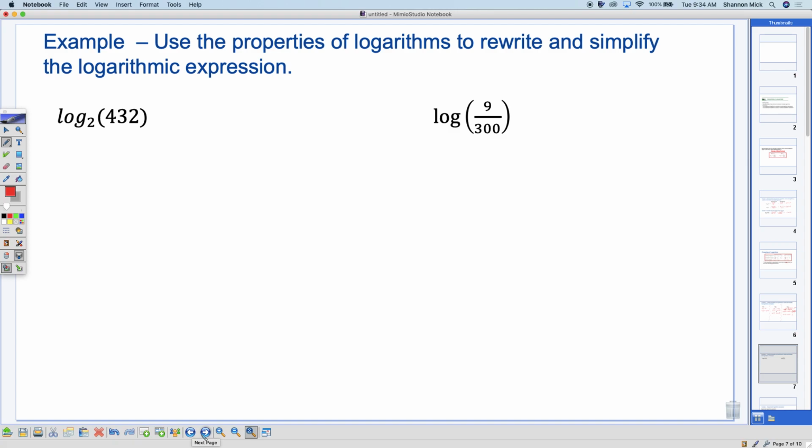Okay, now the last one said simplify. Log base 2 of 432. Why does that have to be a big number? Before we even start, we need to break it down, right? We need to figure out its factors, the prime factorization.